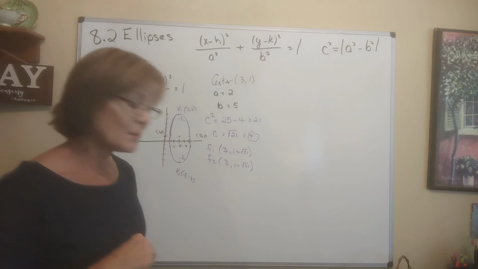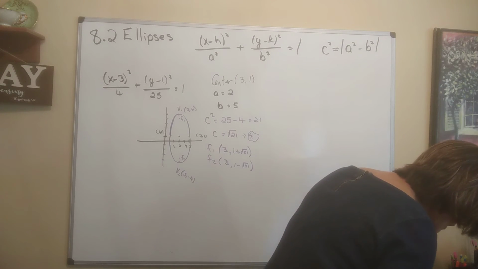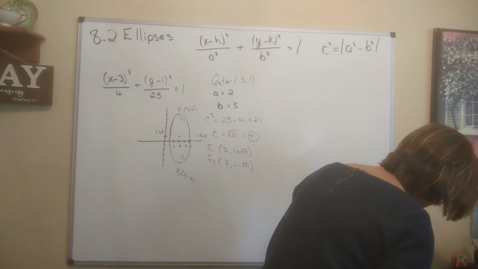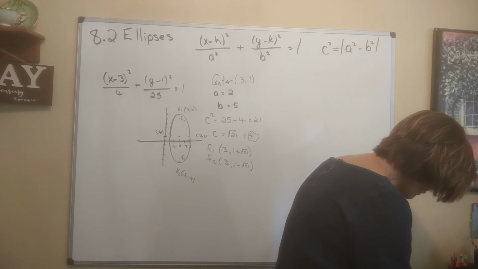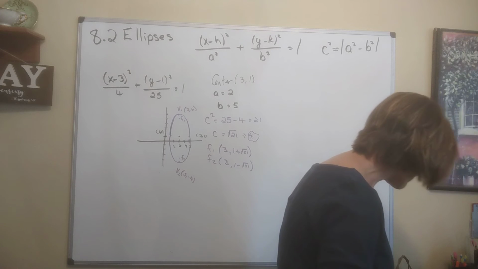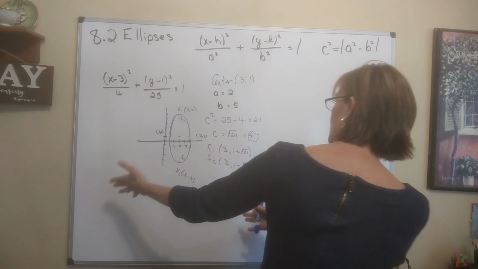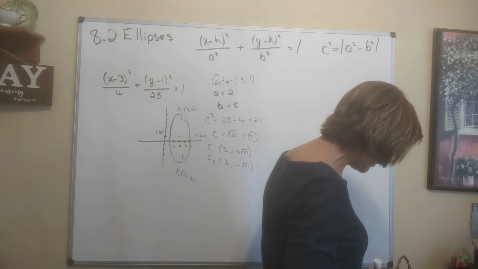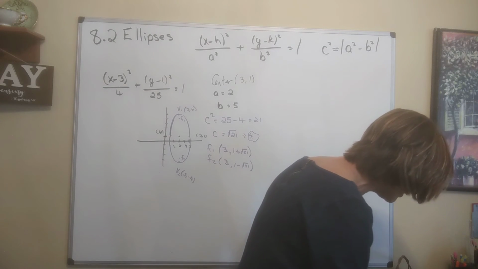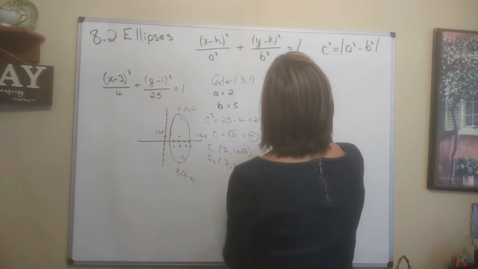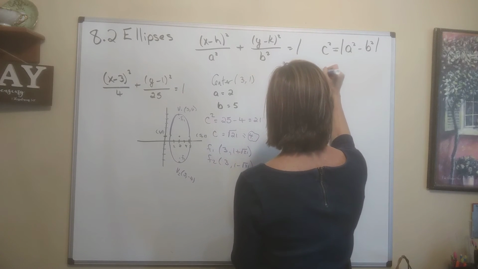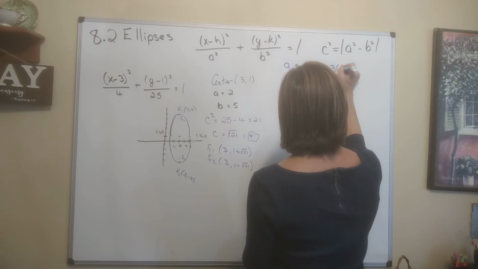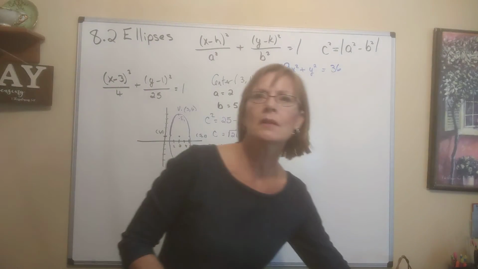Let's do the second example. Write the equation of the ellipse in standard form, then identify the center and the values of A and B, and state the coordinates of the vertices and the coordinates of the minor axis, and sketch the graph. Okay, everything I just labeled. So let's do number 2, and it gave us this equation: 9x squared plus y squared is equal to 36.